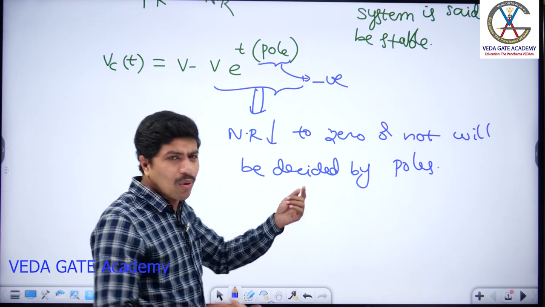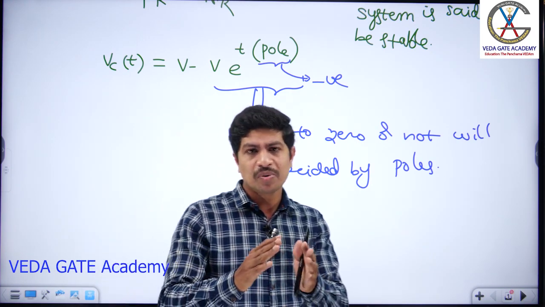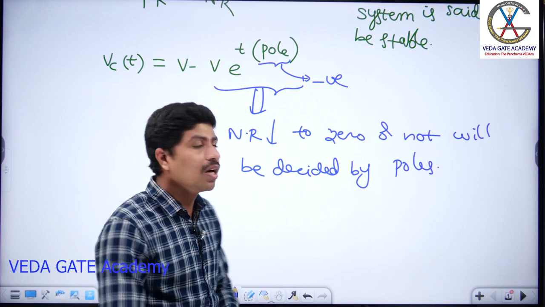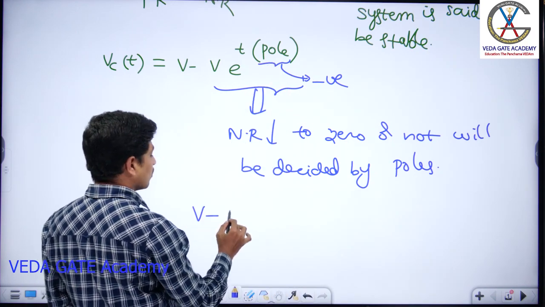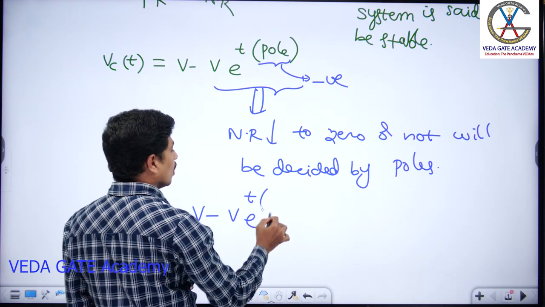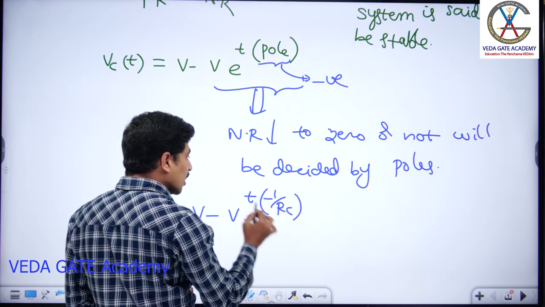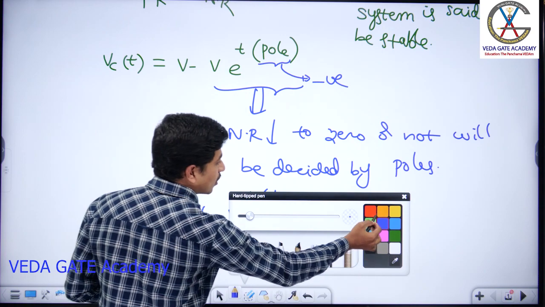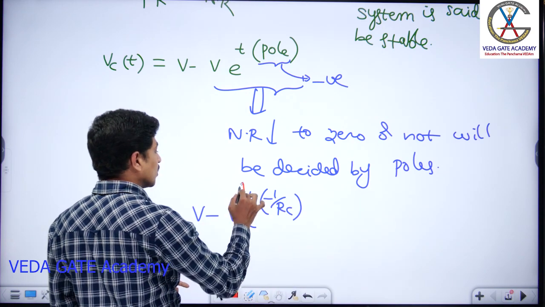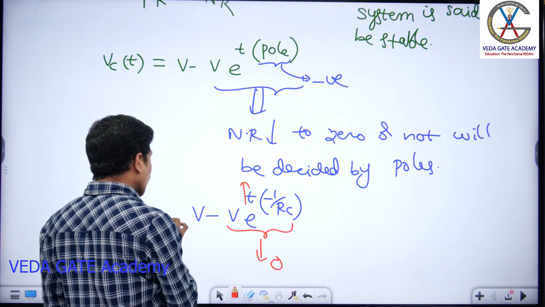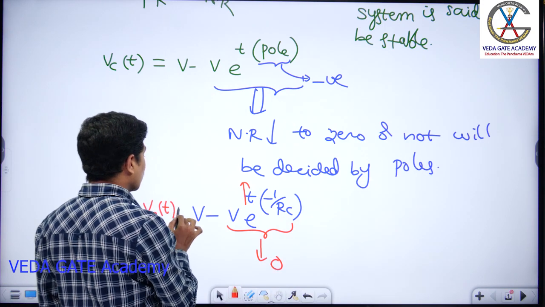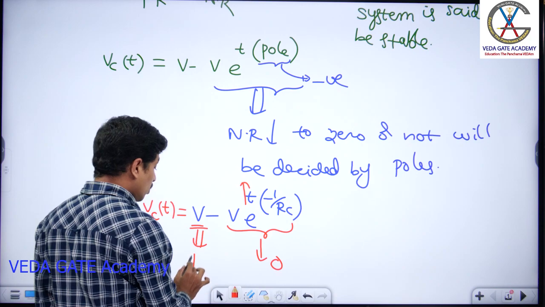Now here we have only one pole. One pole means it is definitely going to be a real pole. That's why in this example, the pole is minus 1 by RC. See, V minus V into e power t into minus 1 by RC. If this t is increasing, this V into e power minus t by RC will decrease towards 0. We are going to have only Vc of t equal to V. We are left with only the forced response.